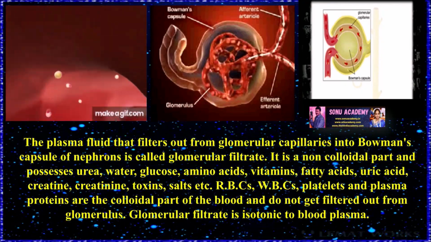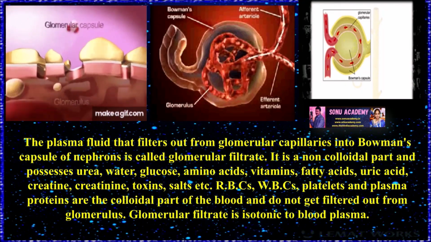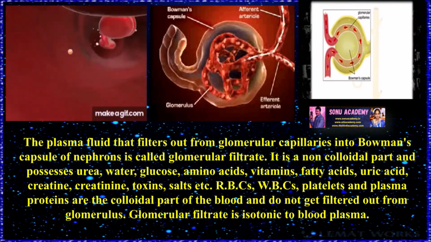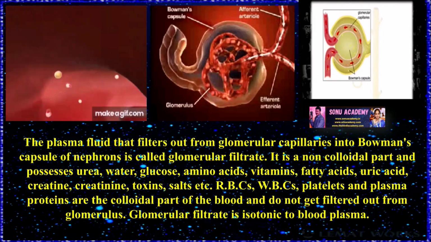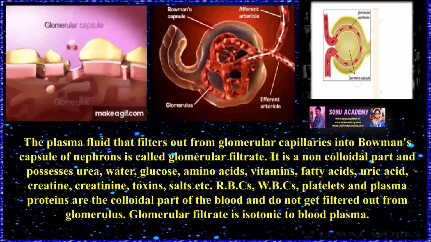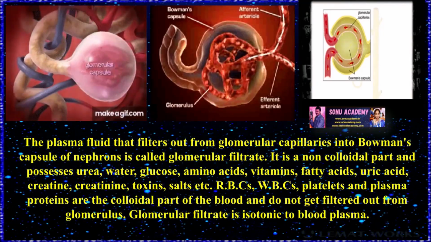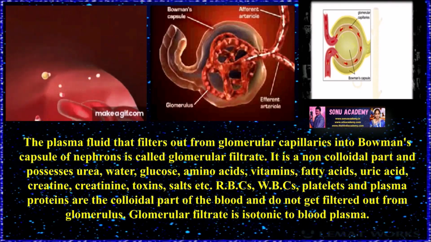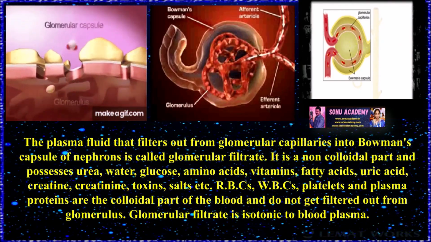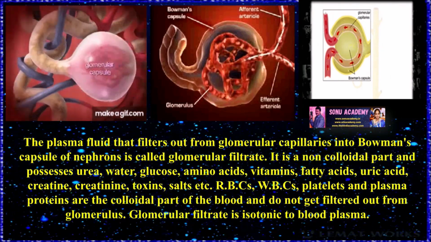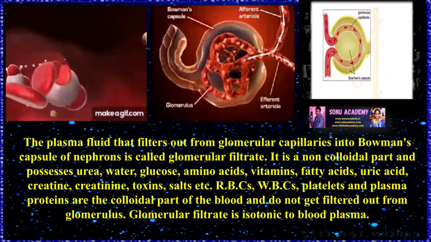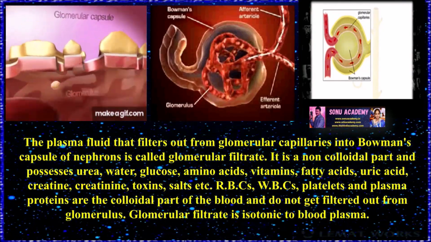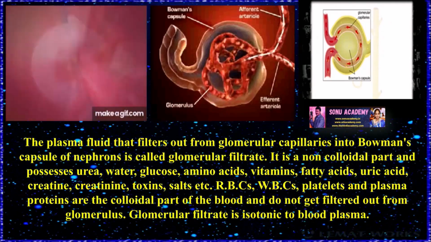The plasma fluid that filters out of the glomerulus capillaries into the Bowman's capsule of nephrons is called glomerular filtrate. It is the non-colloidal part of blood and possesses urea, water, glucose, amino acids, vitamins, fatty acids, uric acid, creatinine, toxins, salts, etc. RBC, WBC, platelets, and plasma proteins are the colloidal part of the blood and do not get filtered out from the glomerulus. Glomerular filtrate is isotonic to blood plasma.